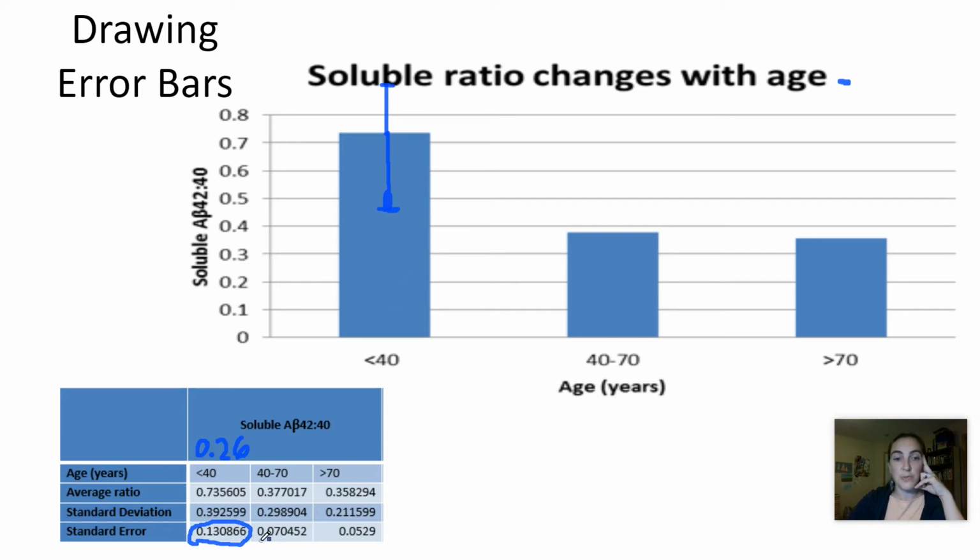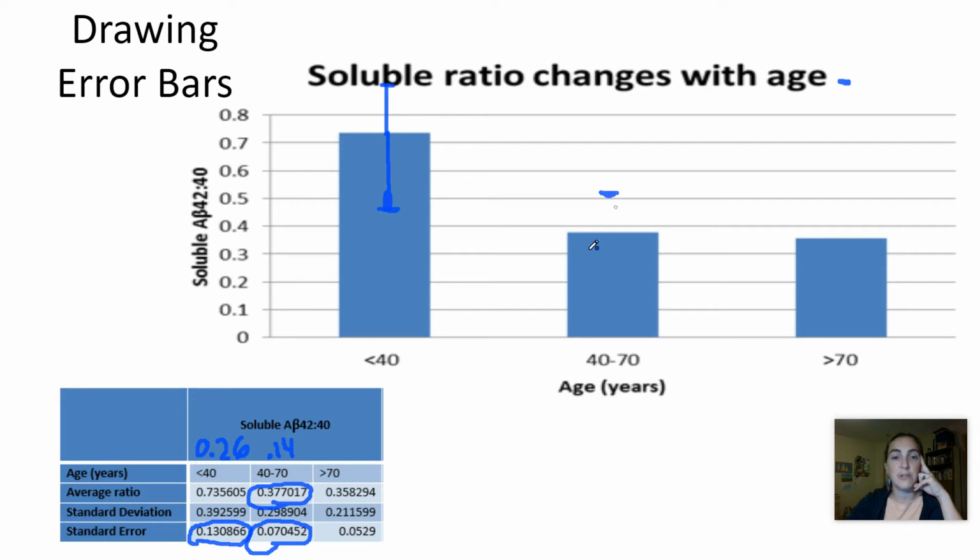We can do one more just for practice. If we double this, 2 standard error for the second data point would be about 0.14. So we are going to take our average, which is right here, and we're going to add 0.14. So that's almost 0.38 plus 0.14, which is 0.52. So our error bar is going to go up to about 0.52 right there.